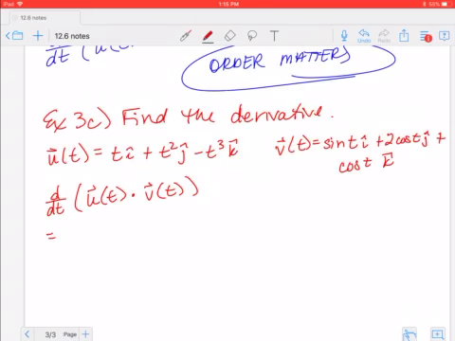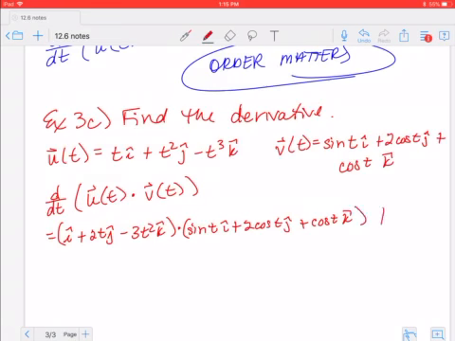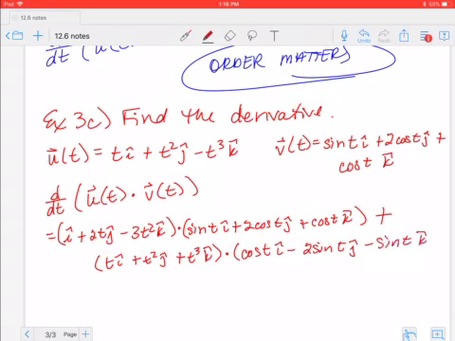So that's now going to be i plus 2tj minus 3t squared k dot the second, just exactly how it is, plus the first, exactly how it starts with, so t plus t squared plus t cubed dot the derivative of the second, giving me cosine minus 2 sine of t minus the sine of t. There it is. Remember, when you dot these, all you're doing is just multiplying, right?